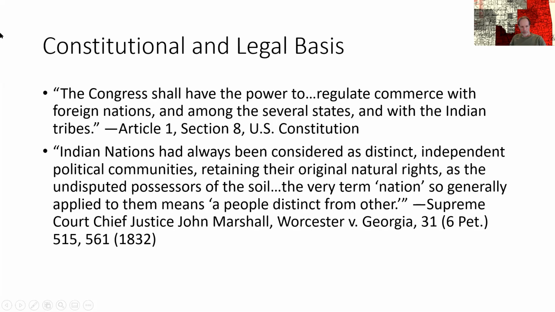And then this is from a legal case. Indian nations have always been considered as distinct, independent political communities, retaining their original natural rights as the undisputed possessors of the soil. The very term nation, so generally applied to them, means people distinct from another. So again, this is how we should think about the federal government interacting with tribal governments: as a separate nation.